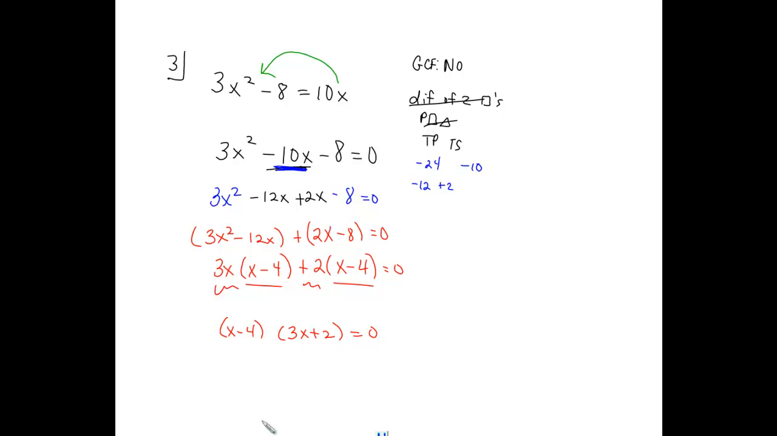Now we need to set each factor equal to 0 so that we can solve. In the first term, x minus 4 is equal to 0, so x is equal to 4. And 3x plus 2 is equal to 0. 3x is equal to negative 2, so x equals negative 2/3. Again, when we check both of these answers, these both hold true.